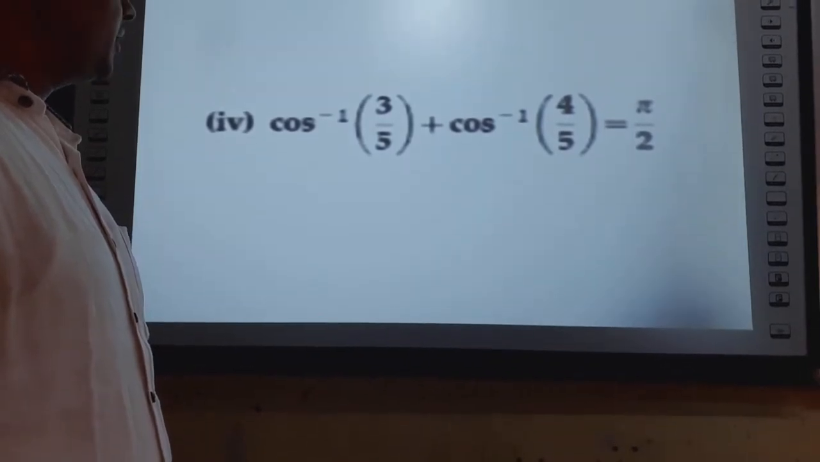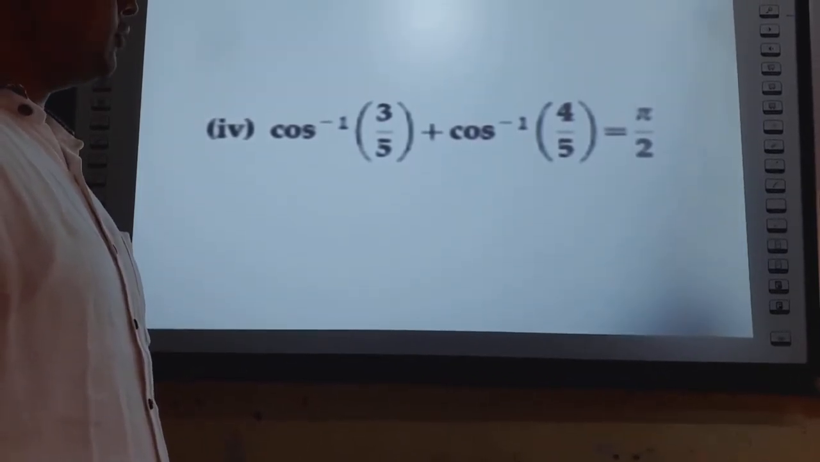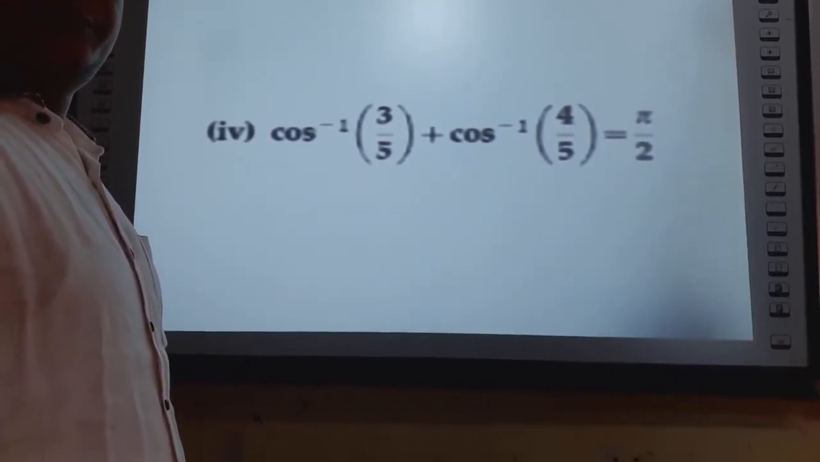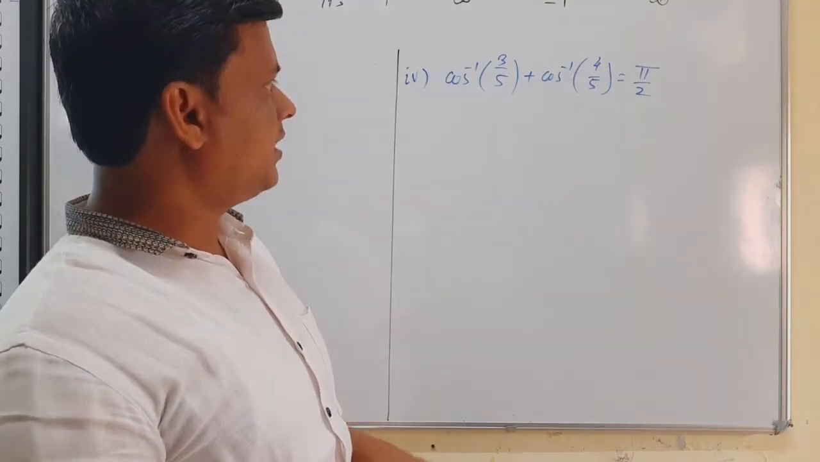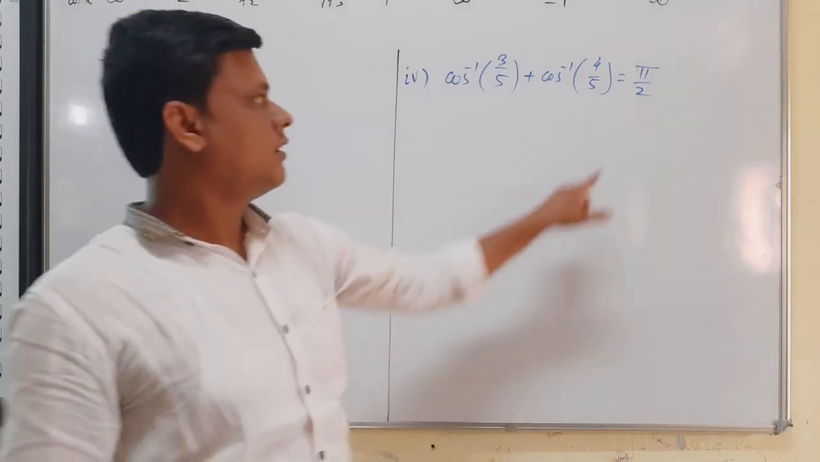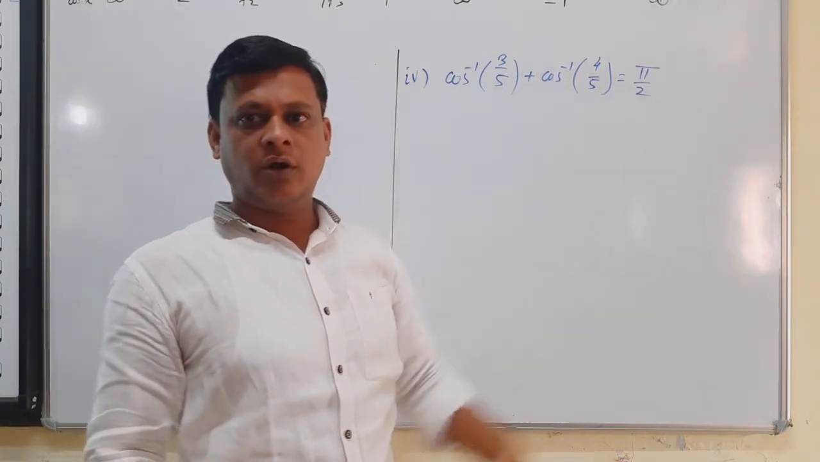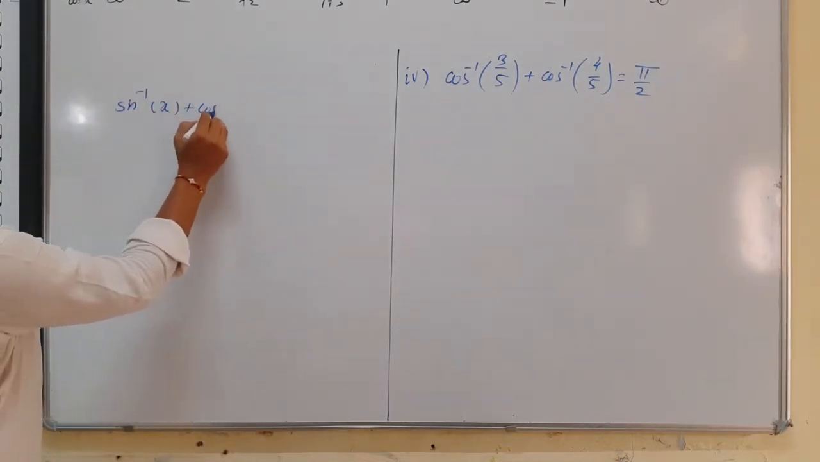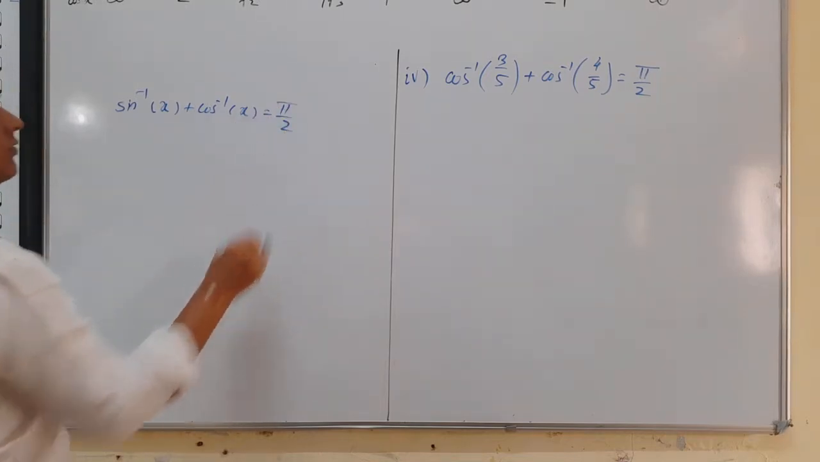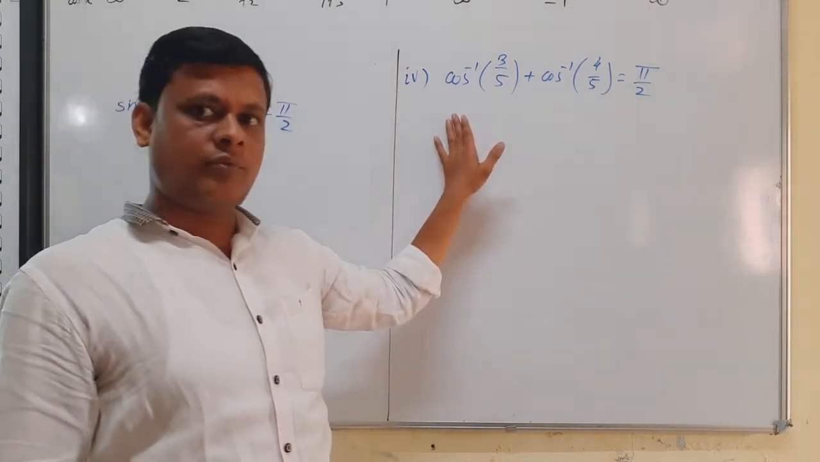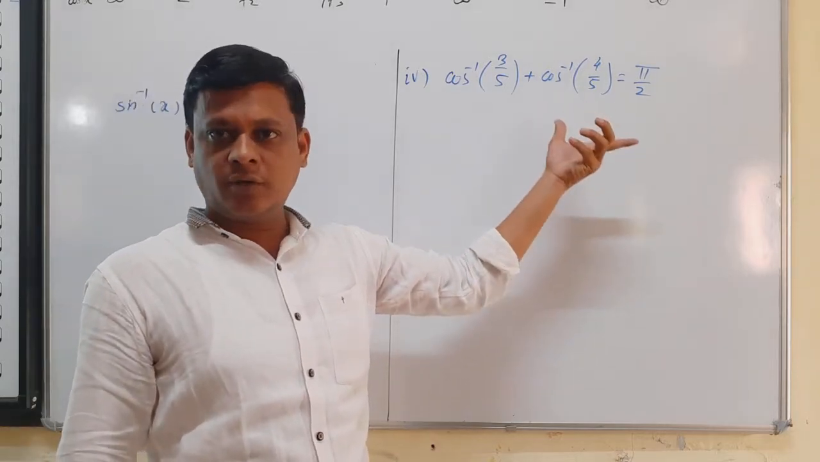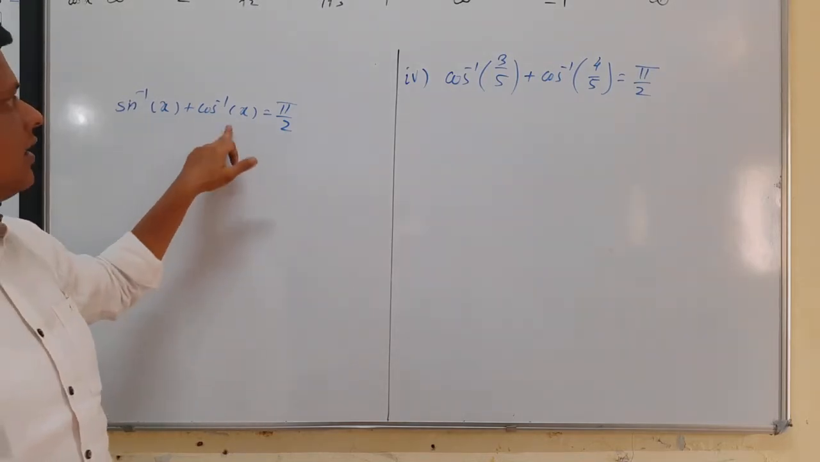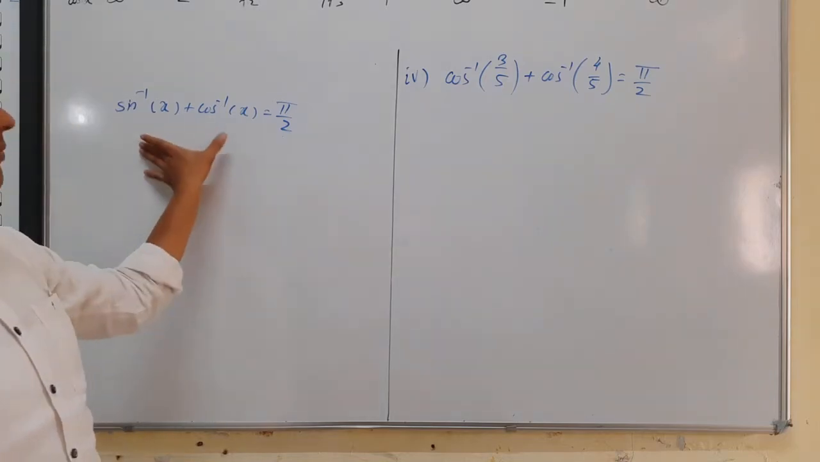Now see the next example. Cos inverse of 3 by 5 plus cos inverse of 4 by 5 equals pi by 2. In this example, if you observe, in the RHS the value is pi by 2. So for this we have the property sin inverse x plus cos inverse x equals pi by 2. Here one term is in terms of cos inverse, and the other term is also in terms of cos inverse. For this formula we need one term in terms of sin inverse and another in terms of cos inverse, and the angle must be the same.